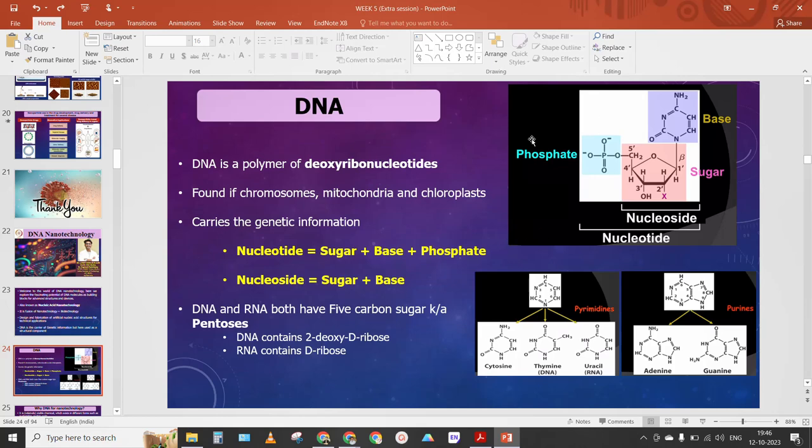As you can see in this structure, phosphate, sugar, and base are there. This sugar and base composition is called a nucleoside, and the entire three with phosphate is called a nucleotide. DNA and RNA both have a 5-carbon sugar, as you all know, which is known as pentoses. DNA contains deoxyribose, while RNA contains only ribose. The pyrimidines are cytosine, thymine, and uracil, and the purines consist of adenine and guanine.